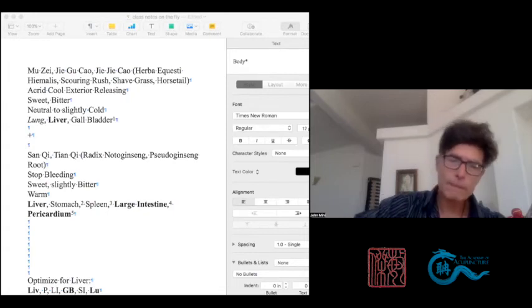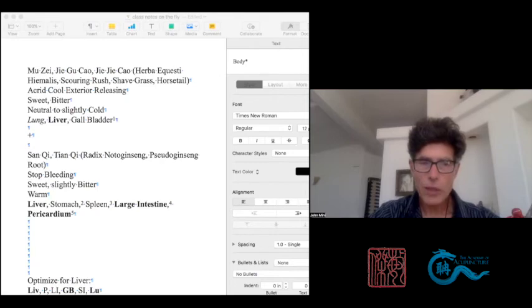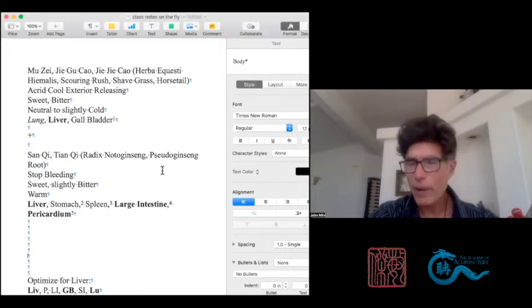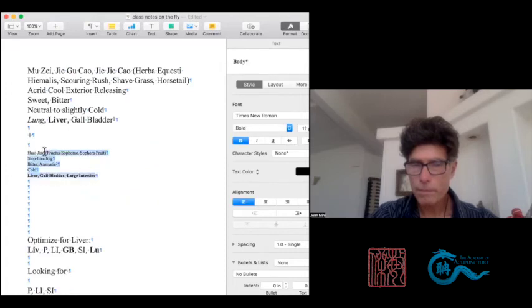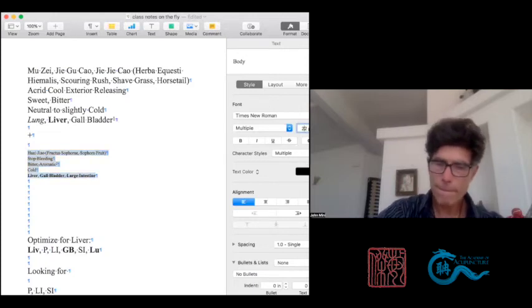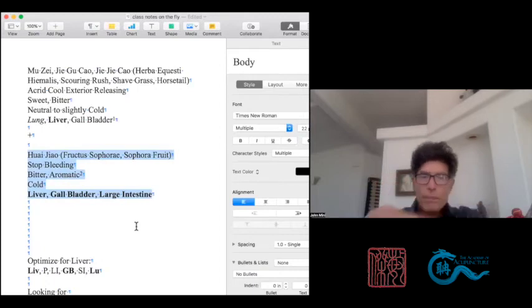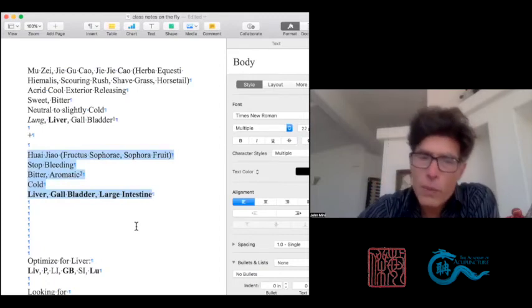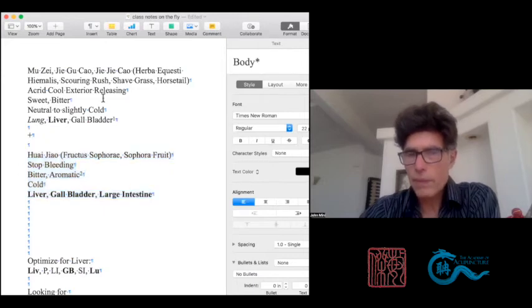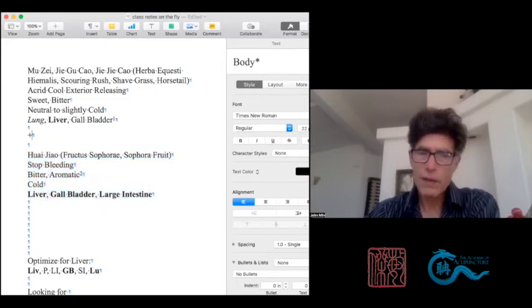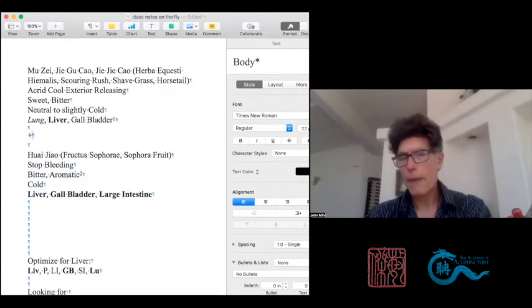Okay, so let's try another. What if that patient has hemorrhoids, and those hemorrhoids get really to be a very strong part of the picture? Again, we're still optimizing for the liver. Huaijiao. Huzhe plus the huaijiao. Wow, this is a really cool combination. Let's look at all this liver, right? Pure liver going on here. Very, very strong with that fruit of the sulfura, that huaijiao.